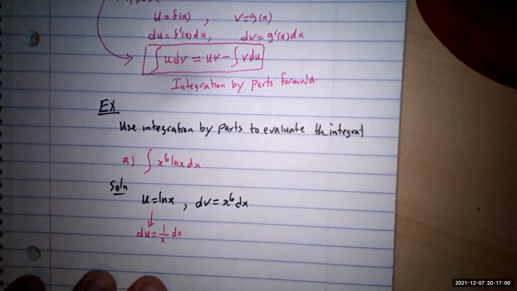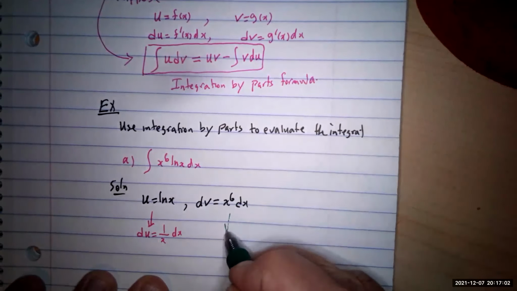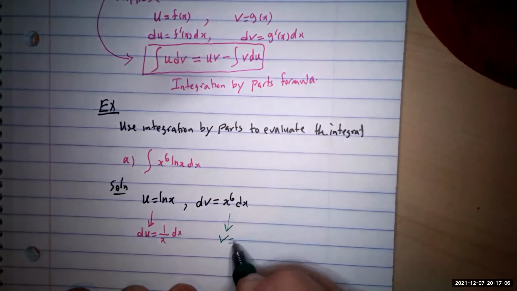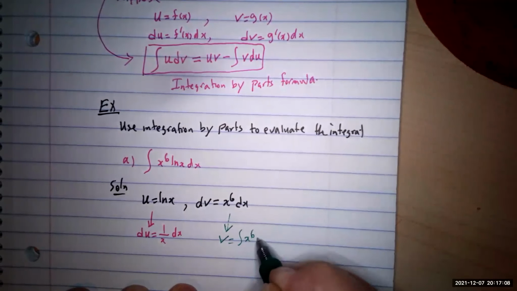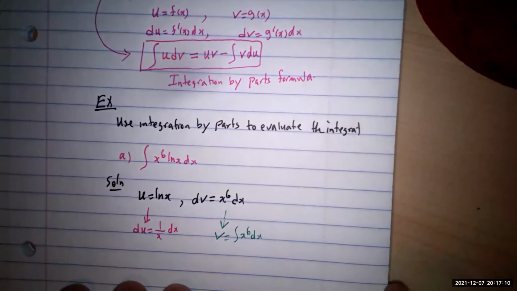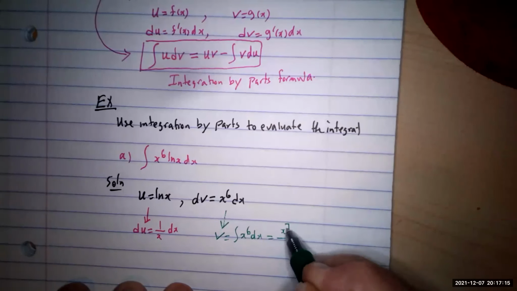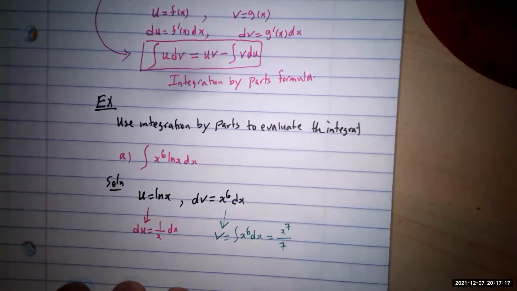Over here, integrate to get the v. So v would be the integral of x to the 6 dx, which is going to be what? x to the 7 over 7. Don't add the constant c. Just one integral. This is going to be the one. Any question?